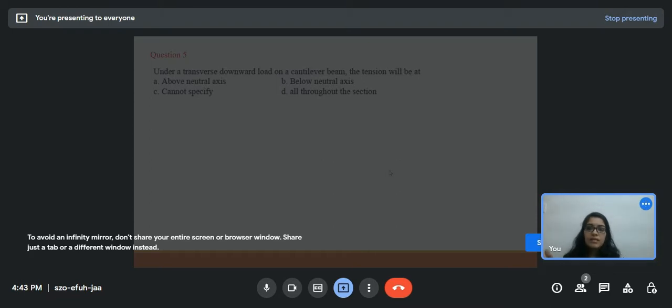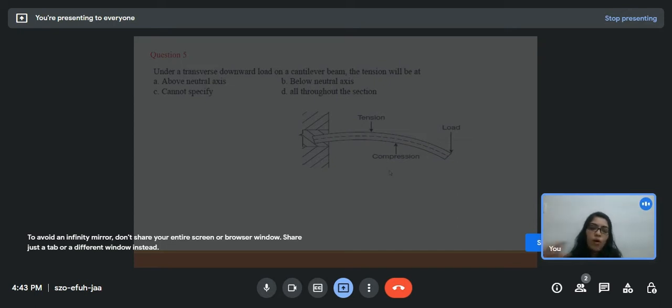Similarly, it's a kind of same question, that is, under transverse downward load on a cantilever beam, where will the tension be? So we'll see. This is a cantilever beam and it is acted upon by a transverse load. We can see here that the beam experiences a sagging.